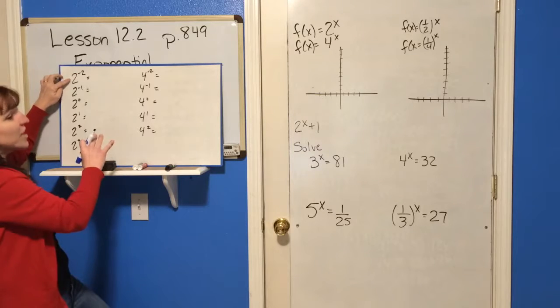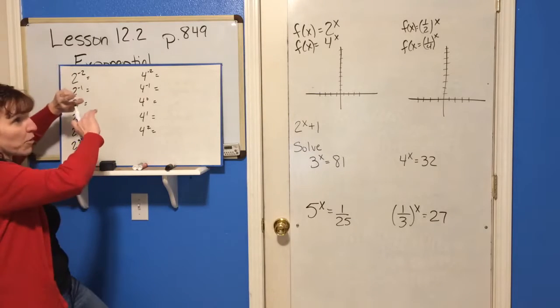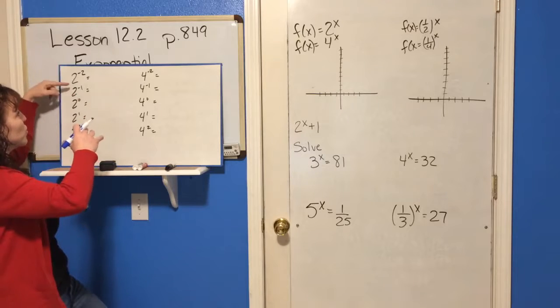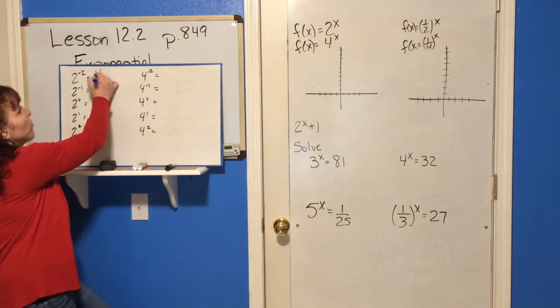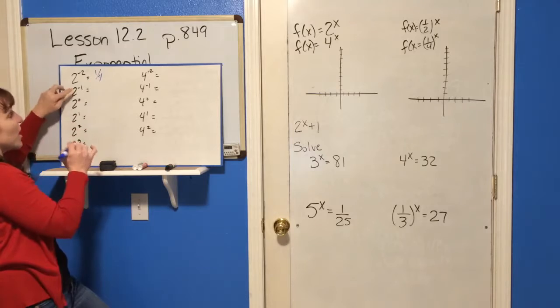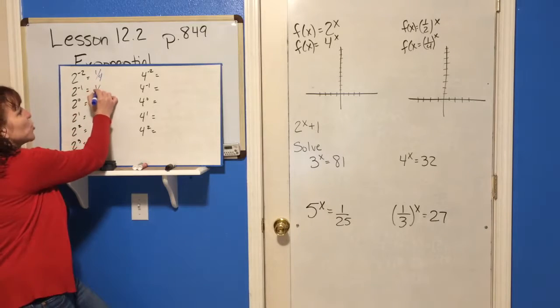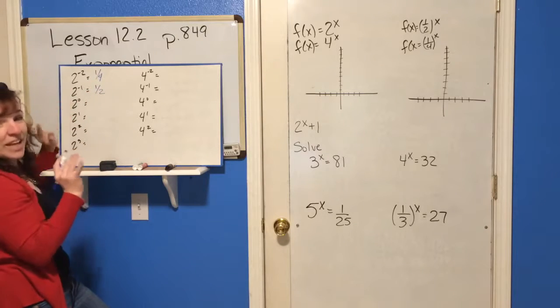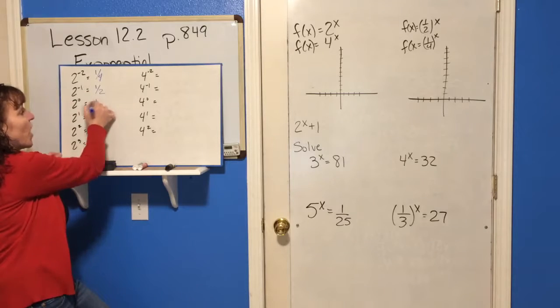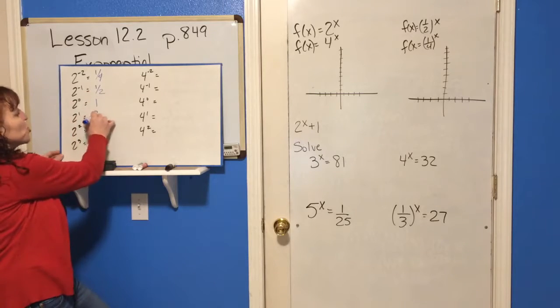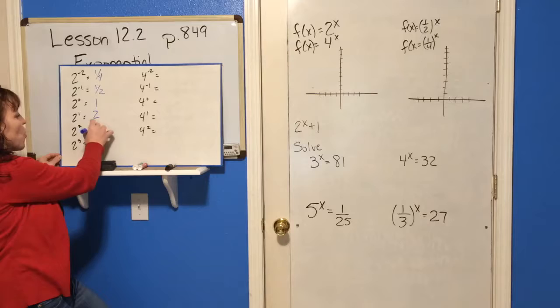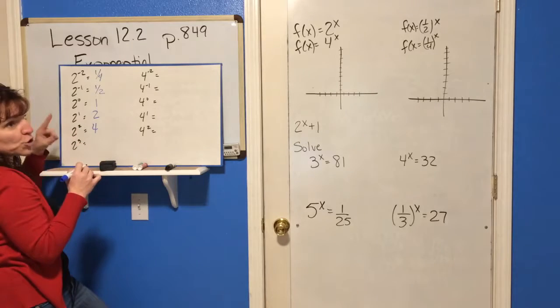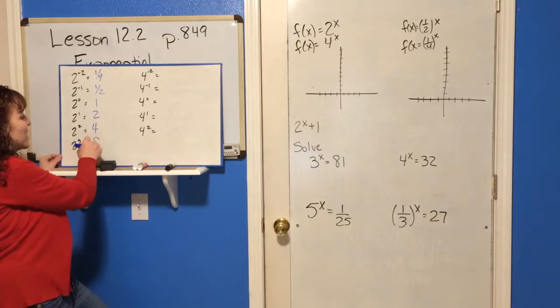So 2 to the -2 power, remember a negative power flips it, and 2 squared is 4, and it flips it and makes it 1/4. 2 to the -1 just flips it, and so that's just 1/2. 2 to the 0, anything to the 0 power, remember, is 1. 2 to the 1 power is just 2, and 2 squared is 4, and 2 to the 3rd power is 2 times 2 is 4 times another 2 is 8.